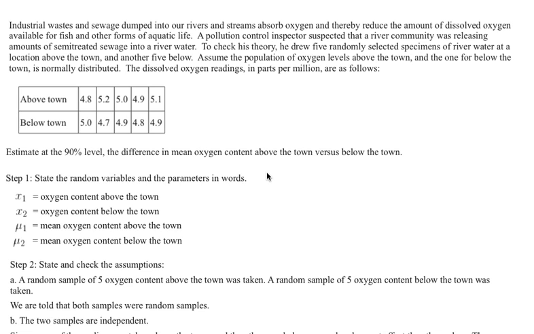To check his theory, he drew 5 randomly selected specimens of river water at a location above the town and another 5 below. Assume that the population of oxygen level above the town and the one for below the town is normally distributed. The dissolved oxygen readings in parts per million are as follows. And in this case, we want to estimate at the 90% level the difference in mean oxygen content above the town versus below the town.